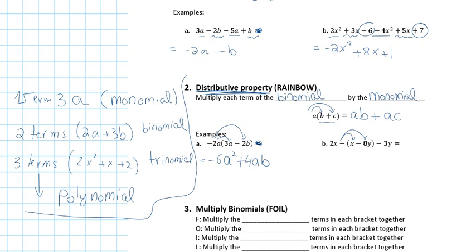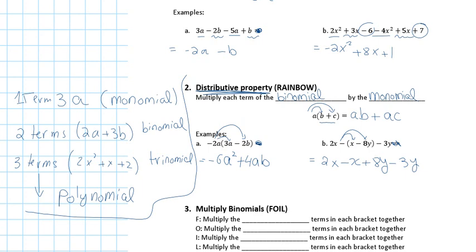So, that's going to be 2x take away x. And then plus 8y, because negative times negative is positive. Take away 3y. Are we okay with this?